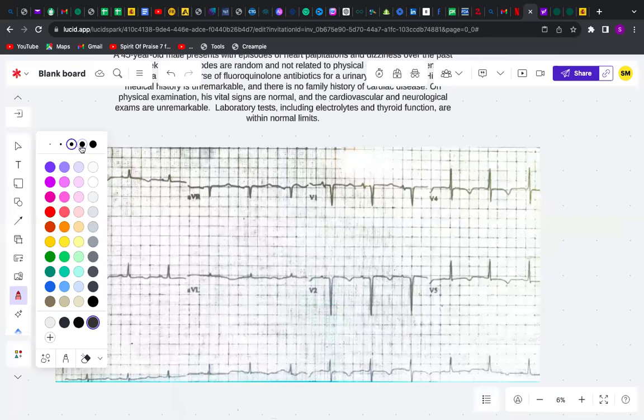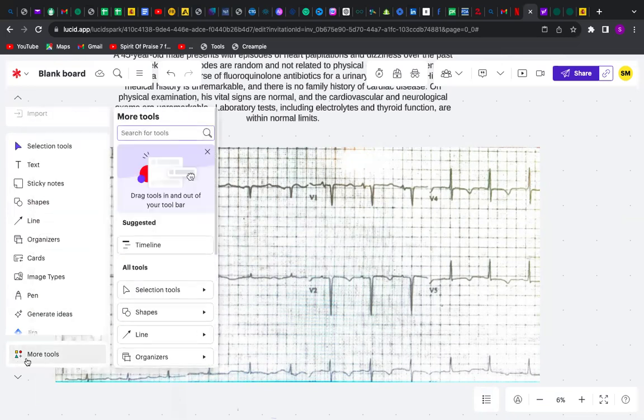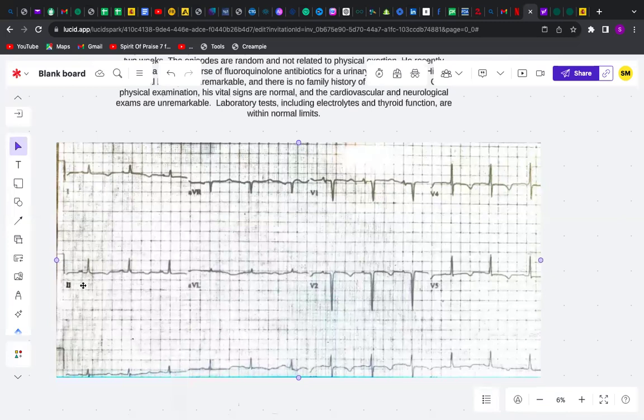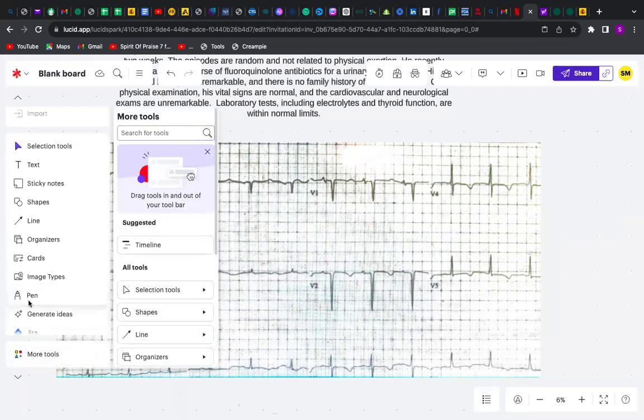So which color should I pick? Okay, let's go for this one. I quickly go to lead two, and I check and watch out for any abnormalities. There we see in V1 also. Oh, where's my pencil? Okay.